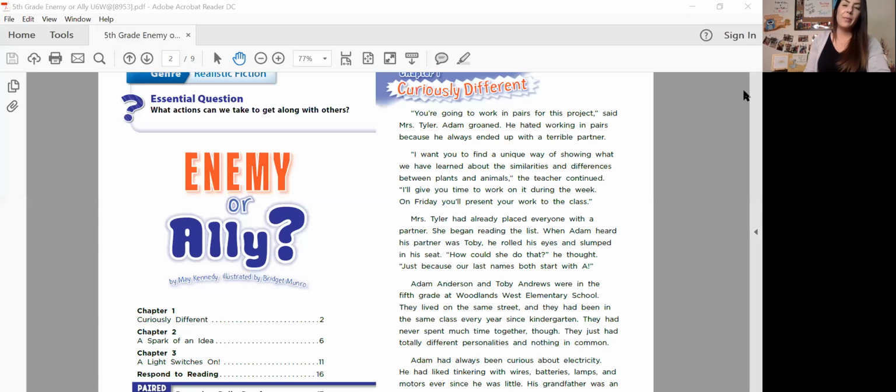Hey, you guys, remember that we're working on theme this week. So we're going to be reading a story called Enemy or Ally. It's going to incorporate some of those vocabulary words that we just learned. And you're also going to be able to put that lesson about theme into use with your Nearpod. You'll be able to answer some questions as we read.